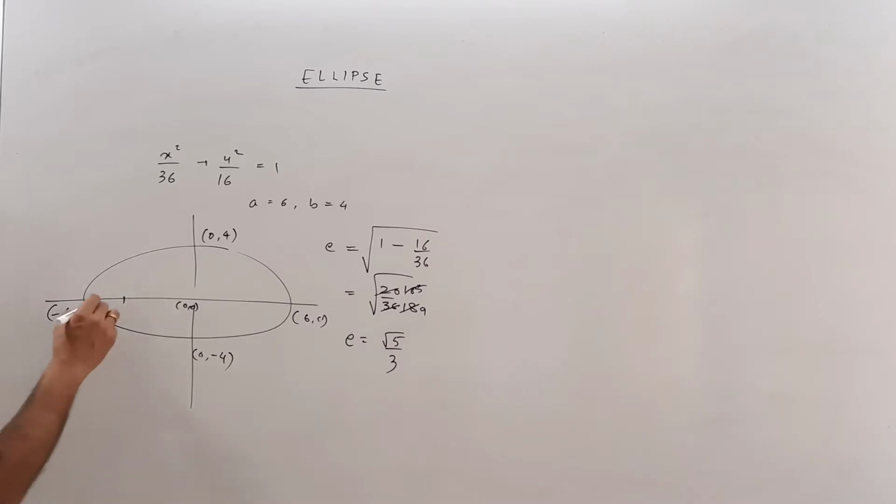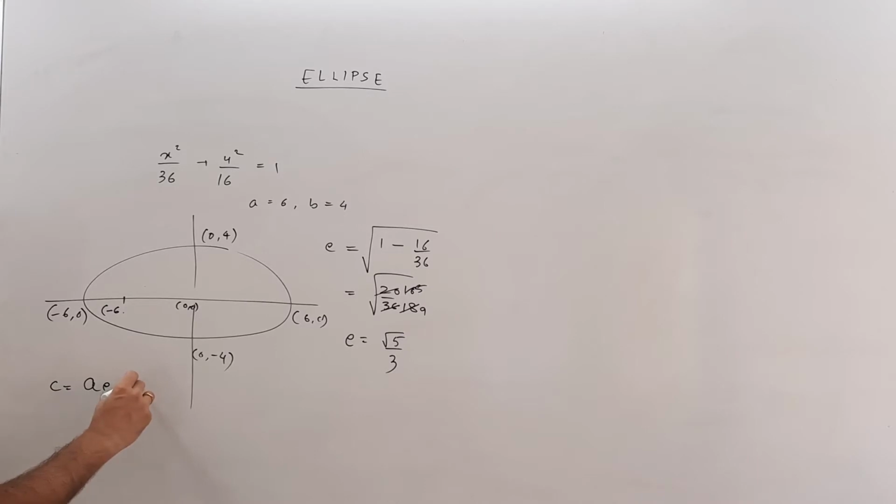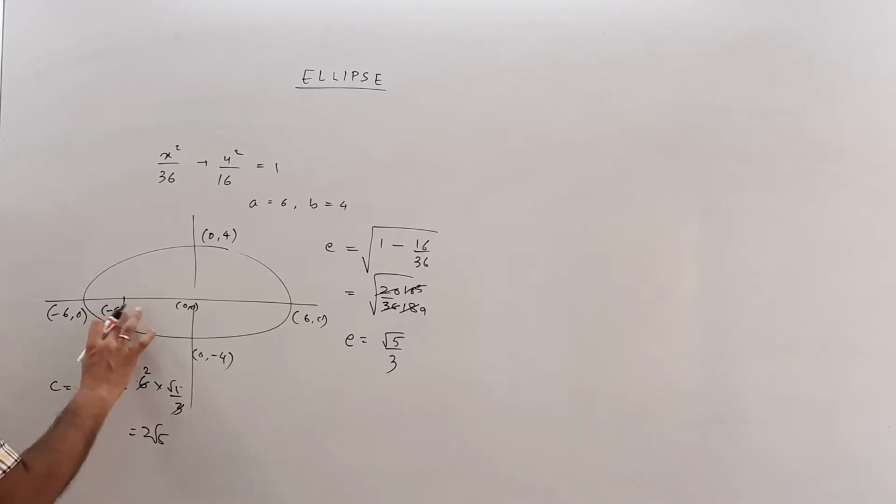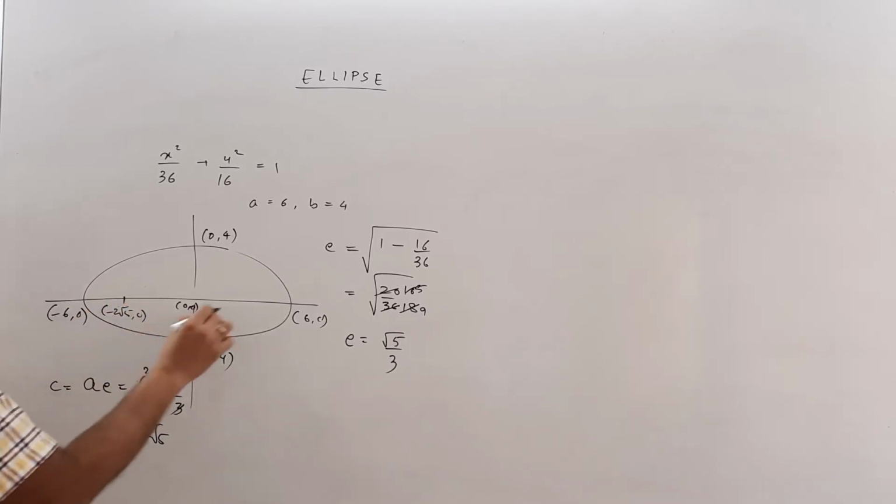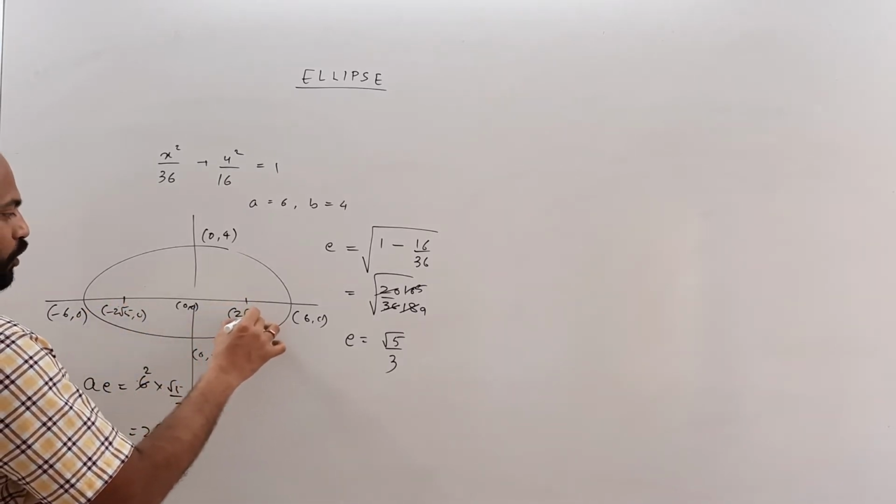And now we can find a focus. So that's going to be minus a times e, which is c. So a is 6 and e is root 5 by 3, which is going to be 2 root 5. So this point is going to be minus 2 root 5 comma 0. First focus. Second focus is going to be 2 root 5 comma 0.